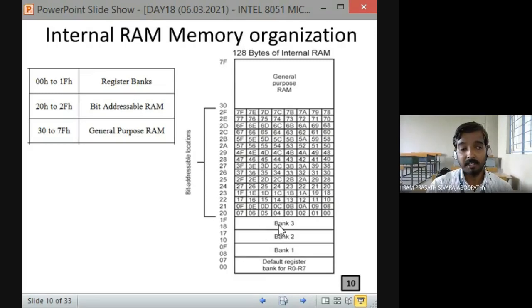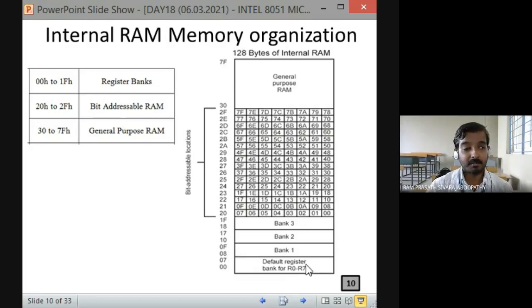In total, how many registers will we have in the whole register bank area? Very good, 32 registers. So each bank is going to have 8 registers. But all the registers in all the register banks are named similarly, R0 to R7.